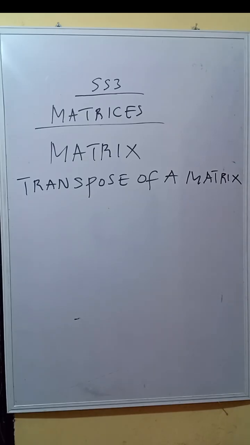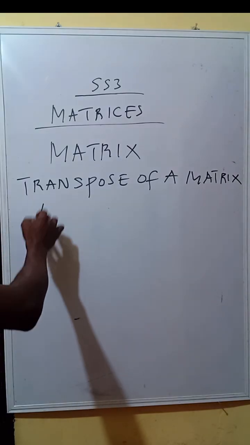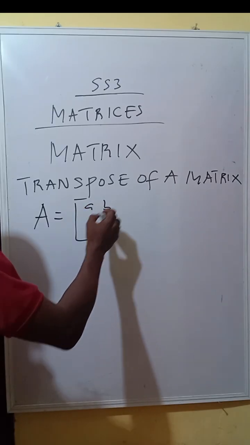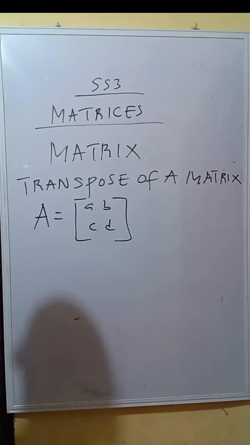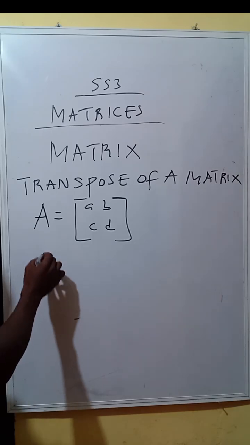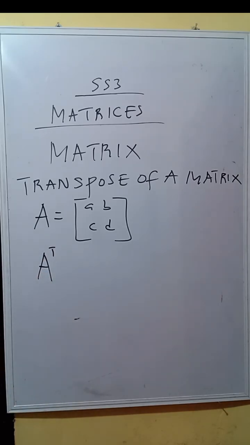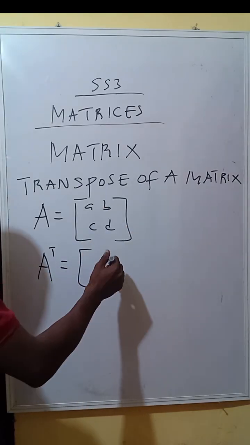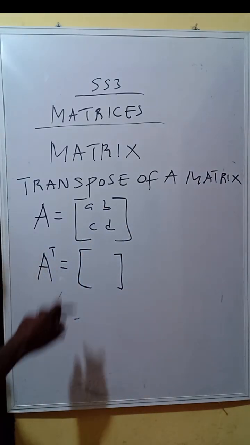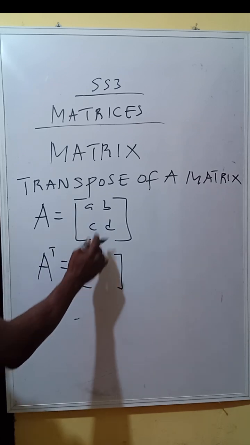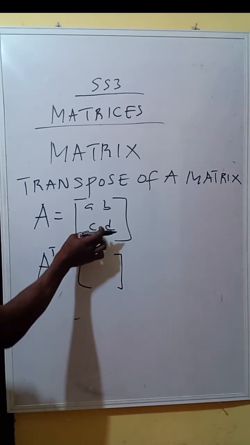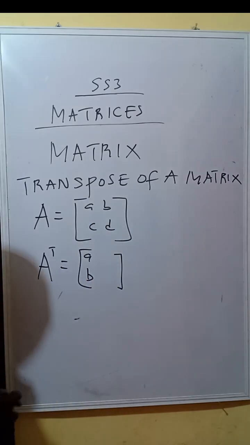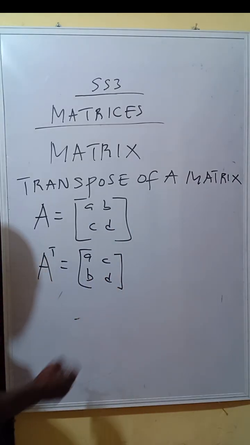Now the transpose of a matrix: if we have A to be a matrix, and let's say these are the entries, or elements, a, b, c, d. The transpose of this matrix is represented by A raised to power T. The transpose of this matrix is simply reordering or rearranging this matrix this way. This will still remain this. This entry becomes this entry here, a, b. Are you seeing this? a, b, c, d.